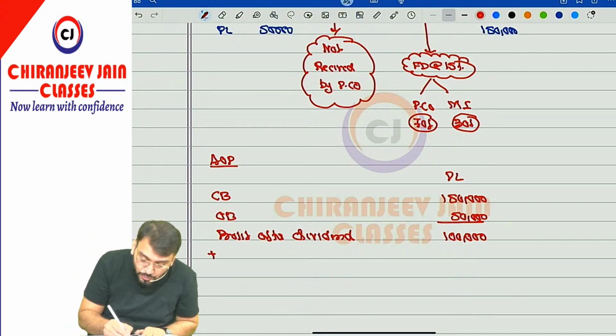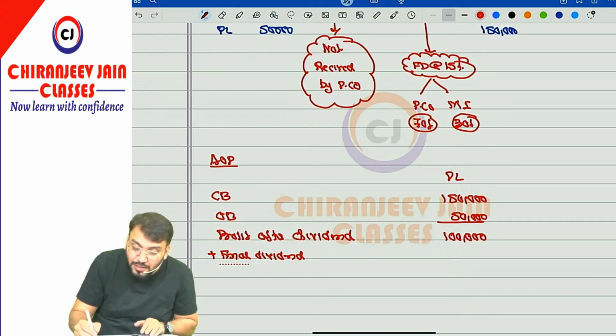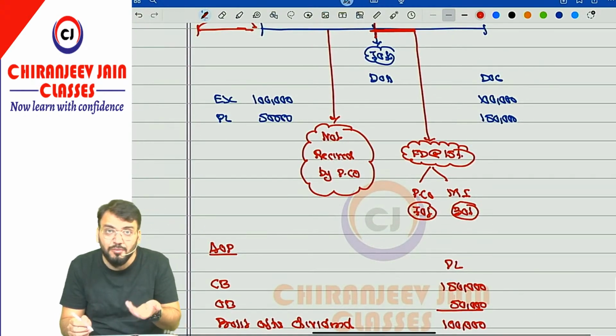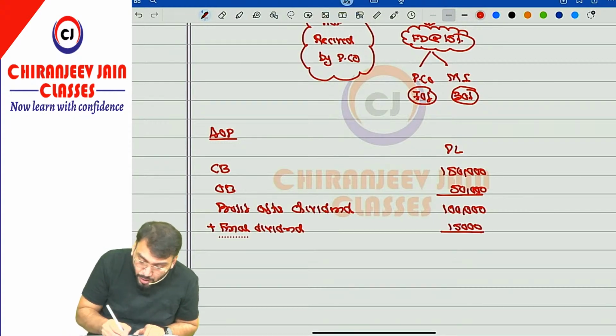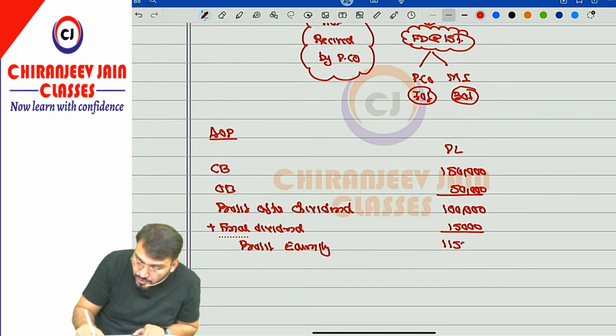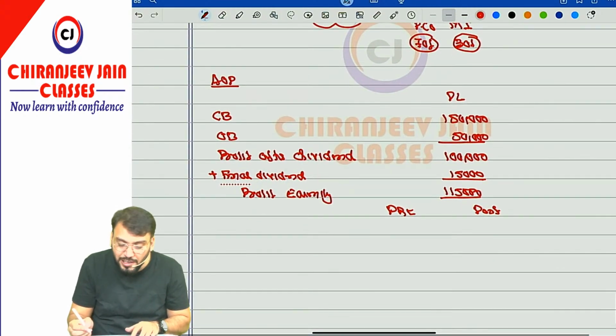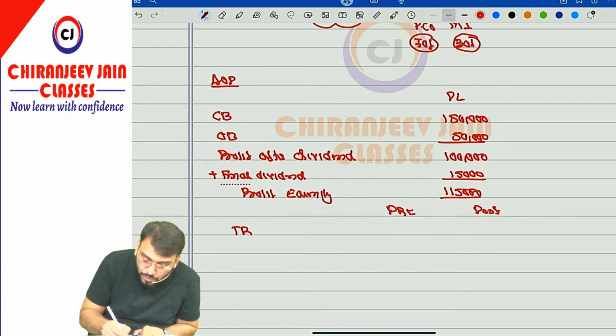So in this also what we'll do, we'll add final dividend. Final dividend will be added. Understood? So final dividend is what? I have said 15% of equity share capital of 1 lakh. So 15,000 will be added. So this will become profit earned during the year, means profit of the year. So 1,15,000 becomes profit of the year. This profit will again be allocated to pre and post acquisition profit. So we'll allocate in time ratio, and the time ratio in my question is 6 months and 6 months right now.